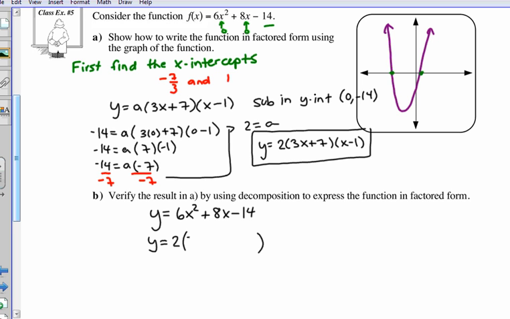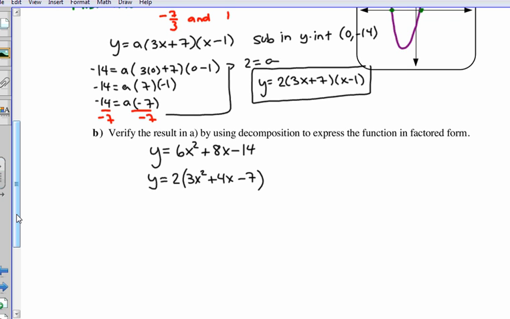So 6x squared divided by 2, 3x squared. 8x divided by 2, 4x. And negative 14 divided by 2, minus 7. So now we still have to ask ourselves, okay, now that we've pulled out the greatest common factor, is it simple or complex? Well, because of the number in front of the x squared, this guy is complex. So if it's complex, we want two numbers that multiply to what? First times last. 3 times negative 7, or negative 21, and adds to 4. So if it's multiplying to a negative, what do we know about both numbers? One is positive, one is negative.